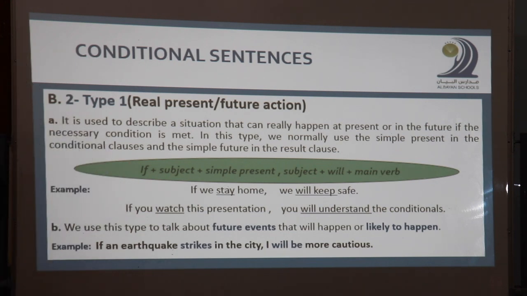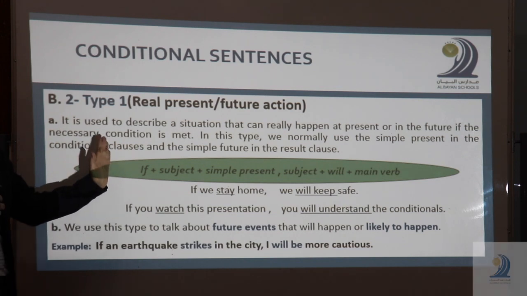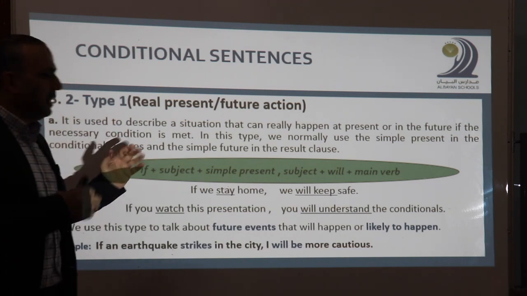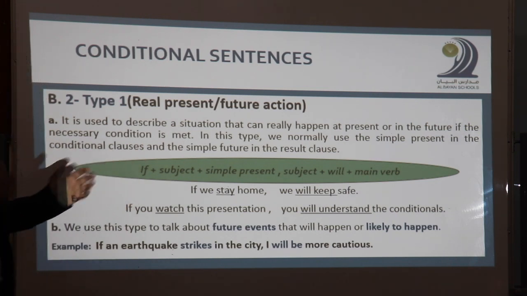So in this type, we normally use, in the two parts, the simple present in the first part, and simple future in the result part. What do you mean by this? An action that might probably happen. Okay, it may happen, it may take place, because we are talking about something that may happen.